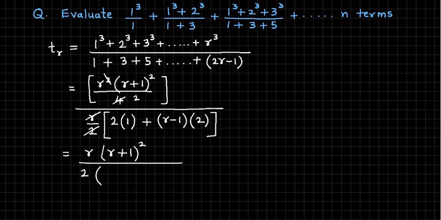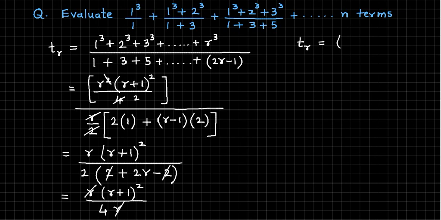So finally we have r into (r plus 1) the whole square, divided by 2 here. Now in the bracket, after simplifying, we get 2 plus 2r minus 2. So you see here 2 will get cancelled and we are left with r into (r plus 1) the whole square, and we have 2 into 2r, which gives us 4r. So you see that r also gets cancelled. So therefore finally we have tr as (r plus 1) the whole square upon 4.